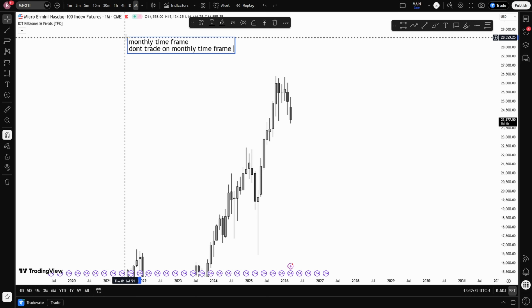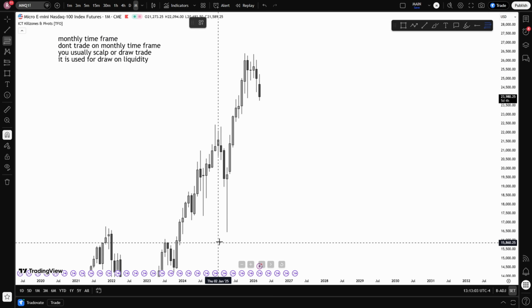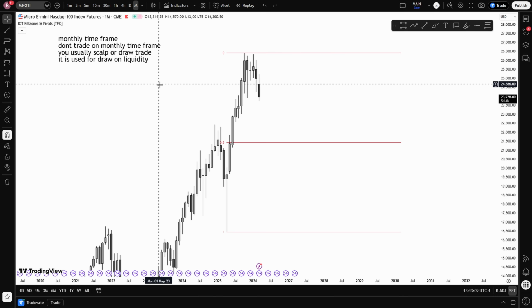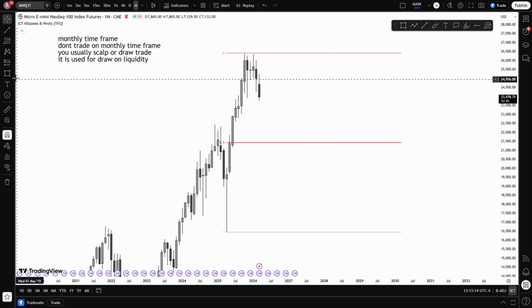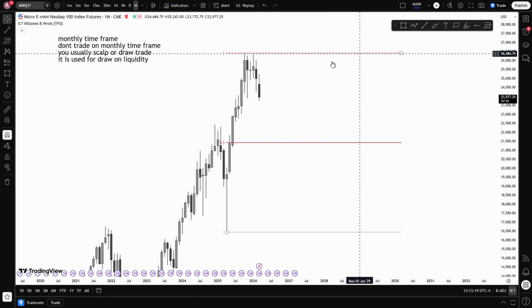But what the monthly does is it tells you where price is likely to deliver over time. It gives you that higher time frame draw on liquidity. So instead of thinking, where do I enter? On the monthly, you should be thinking, where is price trying to go? Now, if you look at the charts, one thing becomes very clear. Price hasn't really had a proper retracement phase in a long time on the monthly time frame. It's been very one-sided. And whenever you see that kind of behavior, you should naturally expect some form of rebalancing or retracement at some point. So now the next logical question becomes, where could price retrace to?